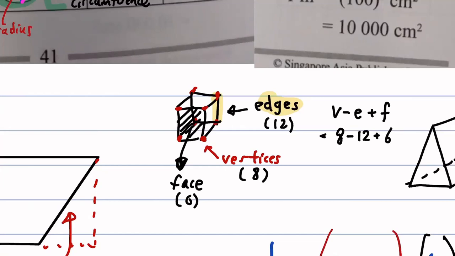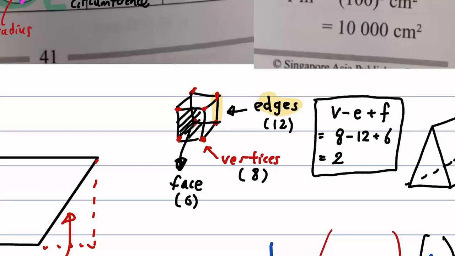Yeah, I know this is correct. This is equal to 2, right? Do you notice that? V minus E plus F. Okay, this is just something curious.